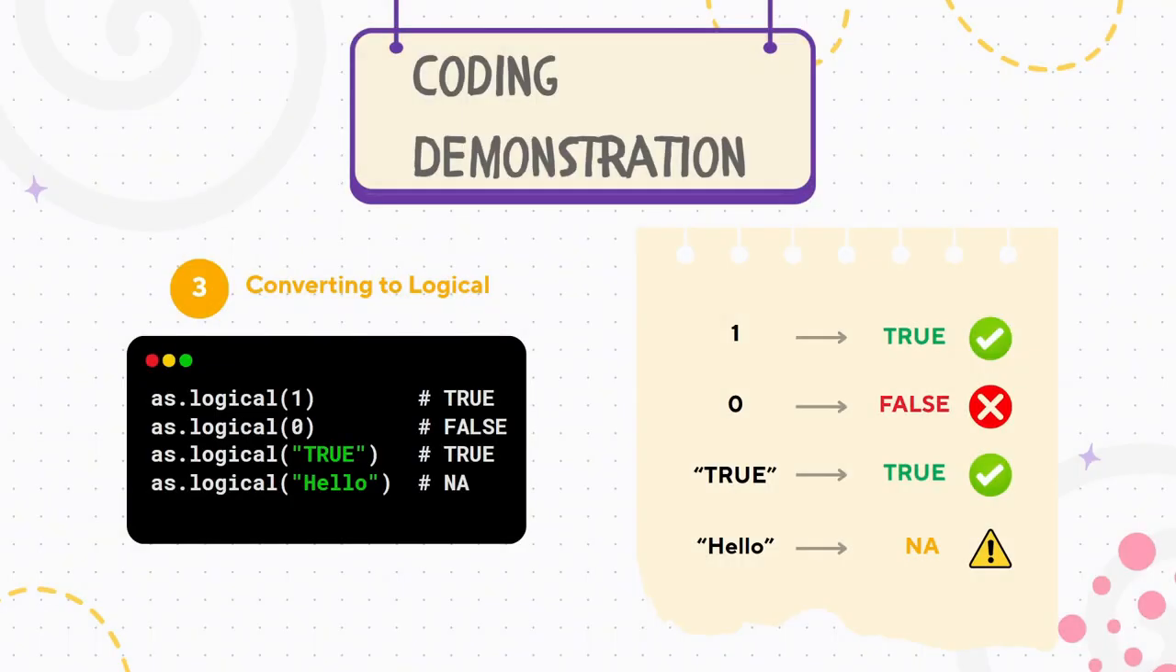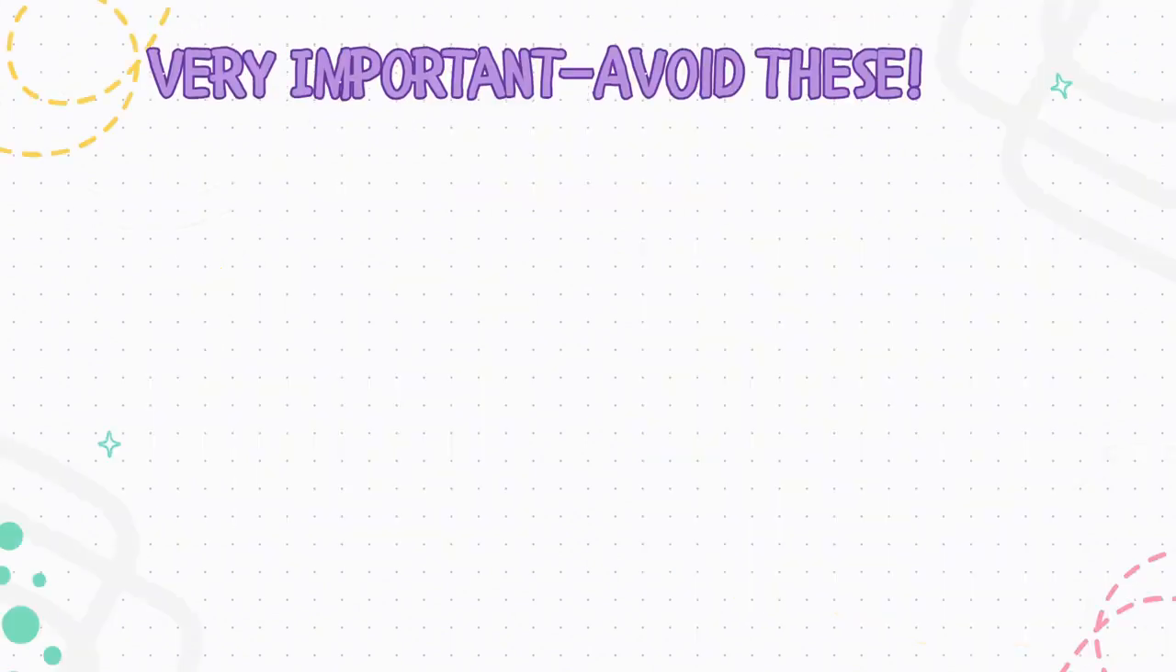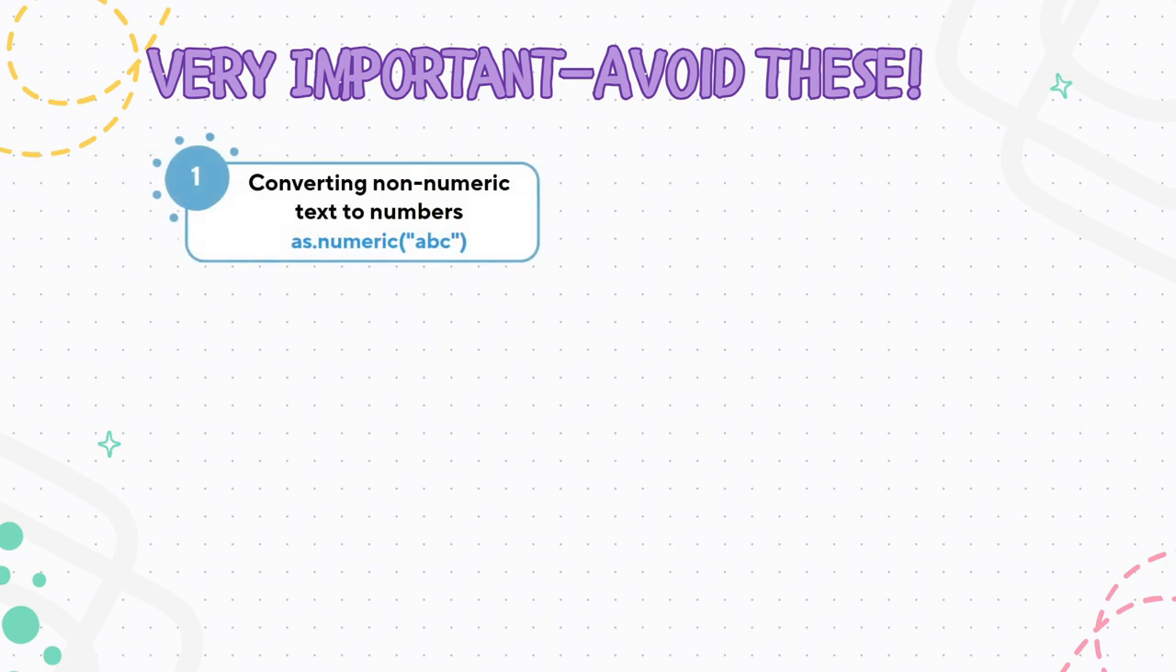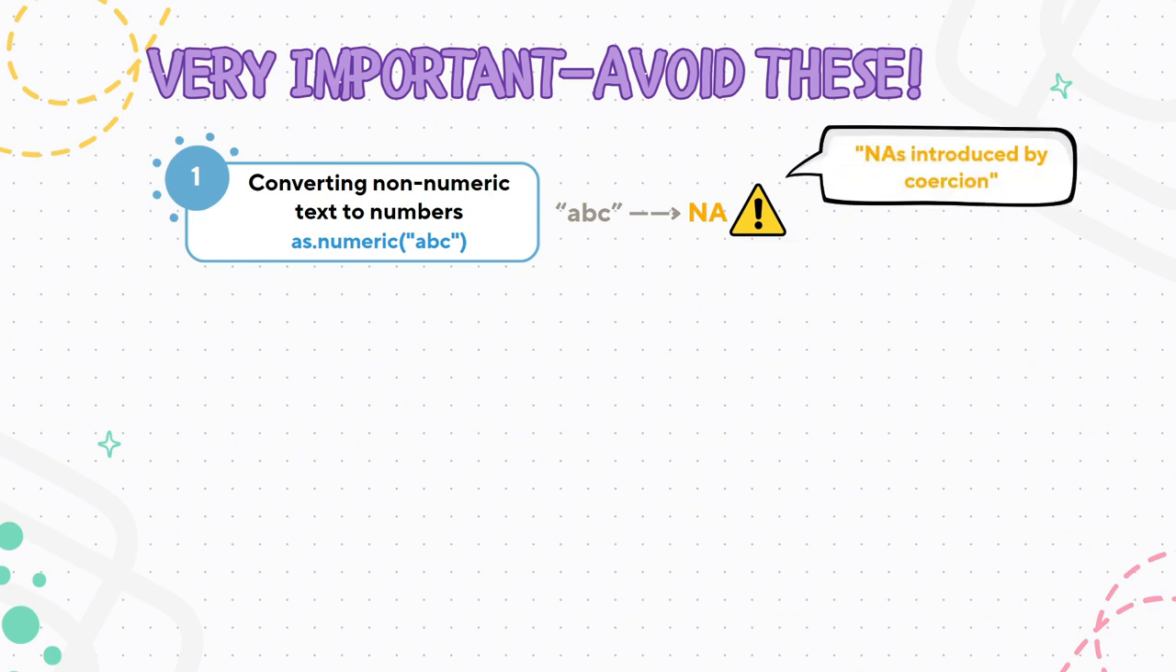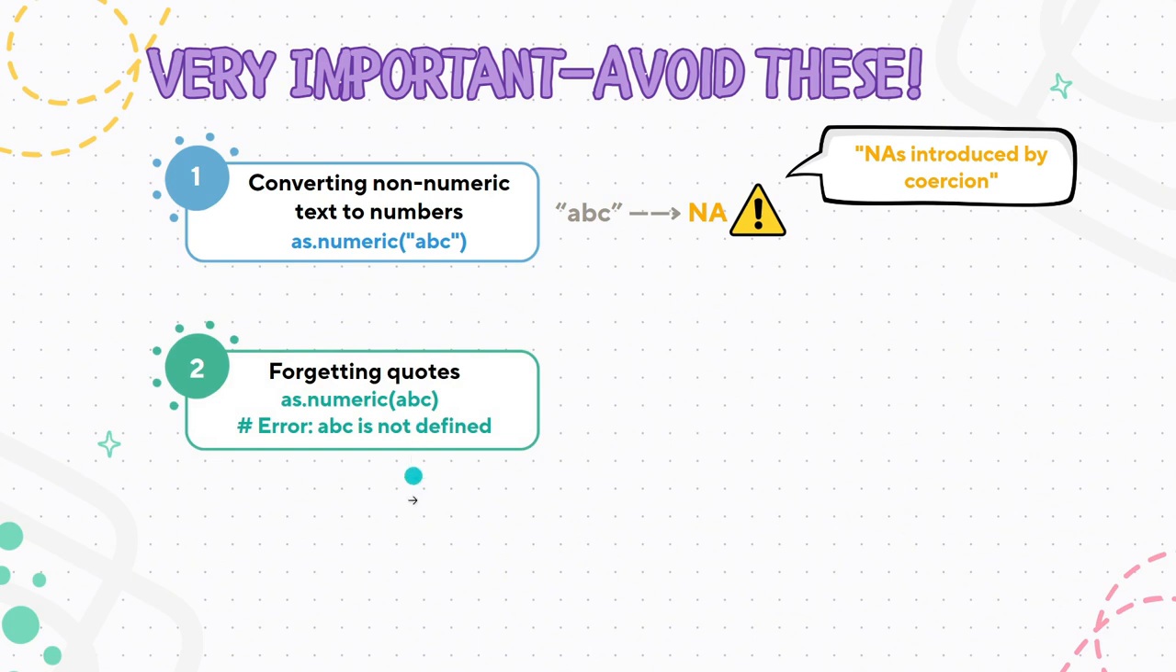After discussing logical type conversion, let's come to our final topic for the video, that is common beginner mistakes. It is very important to avoid these mistakes. So first of all is converting non-numeric text to numbers. When we do as.numeric and try to convert a non-numeric string value like "ABC", it will give us an NA value. This is super common when importing CSV files. A numeric column might be stored as text, so it might give you an NA value. The next mistake is forgetting quotes. Now I know that even if this value had quotes, it would give us the first error, that is an NA value, since this is not a numeric value.